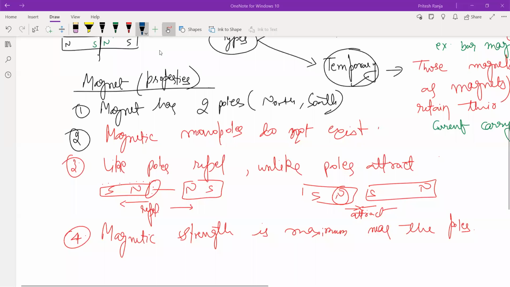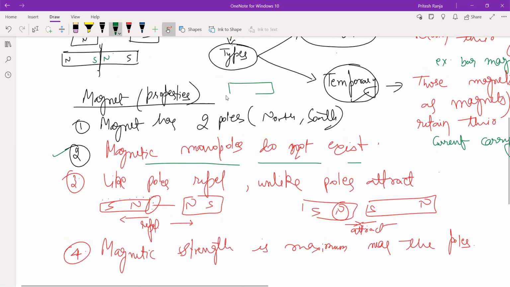Okay, so now if we see a magnet, the second property of a magnet: magnetic monopoles do not exist. These properties were all in class 8. Magnetic monopoles do not exist, that means you cannot separate the poles of a magnet. If you have a magnet, it has two poles. Even if you cut it from any point in between, you will not get two magnets with separate or single poles. Single poles means monopoles. So the existence of magnetic single poles is not possible.